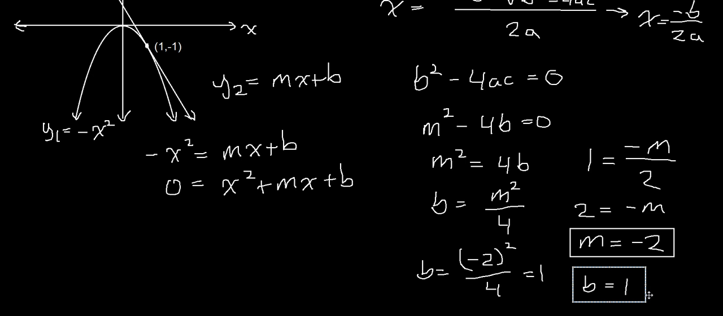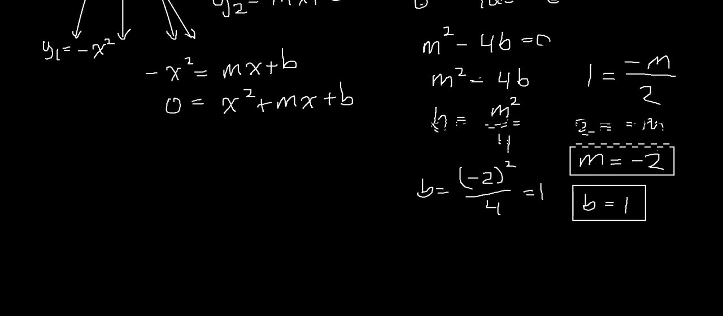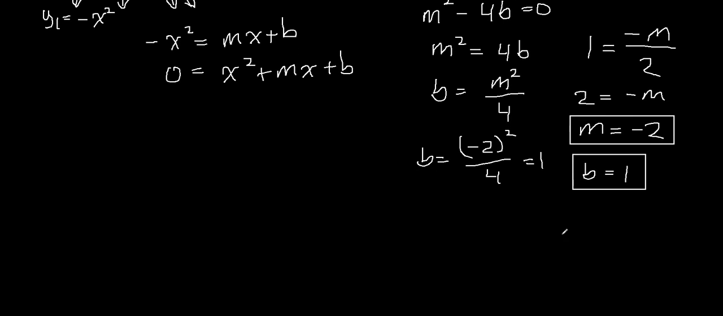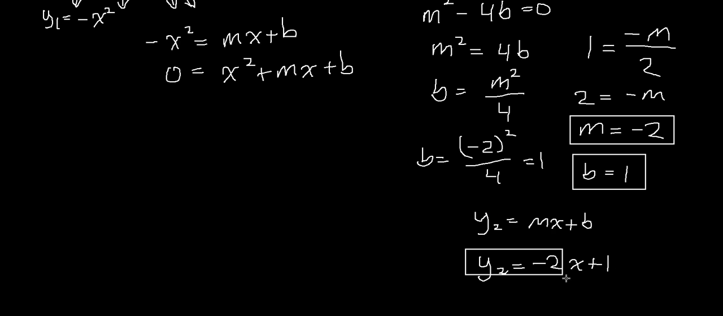So if you want to rewrite that in your line function form of y2 equals mx plus b, your final form is y2 equals negative 2x plus 1. And that's the equation of the tangent line that touches your parabola of negative x squared.